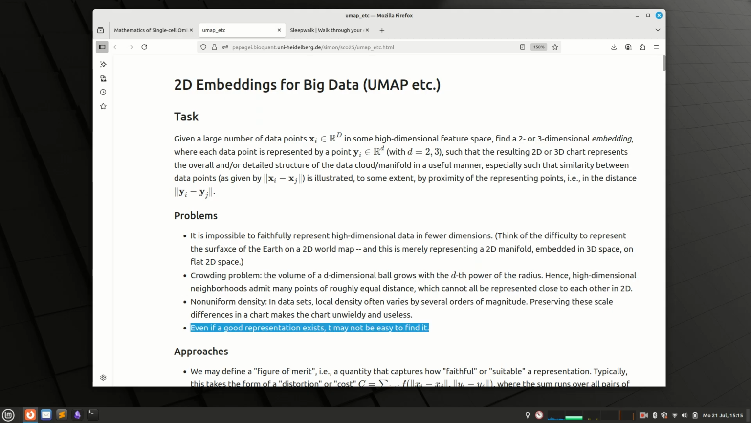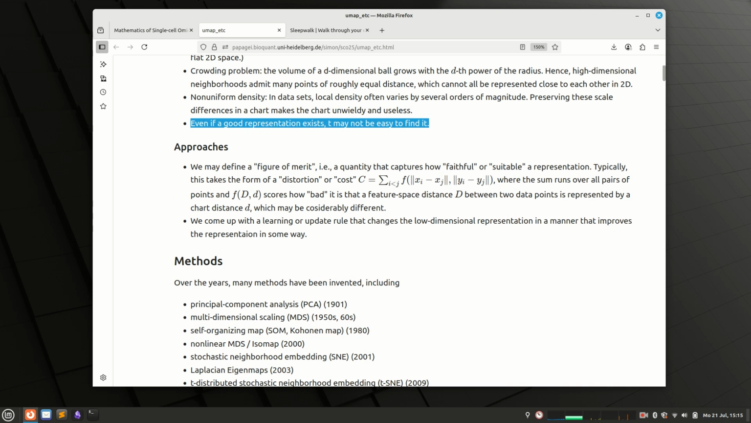And finally, even if there is a representation which is good according to our criterion, it might not be easy to find it, because we might come up with some criterion, maybe some score which tells us how good a representation is, and then we try to maximize the score. And if this optimization problem is not convex, we are unlikely to find the best optimization. So once we have defined what we want, which is hard enough, we have to find it, which is then maybe even harder.